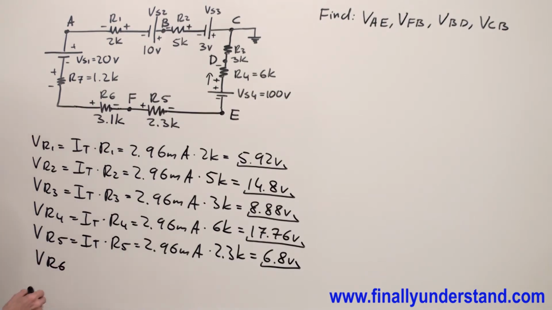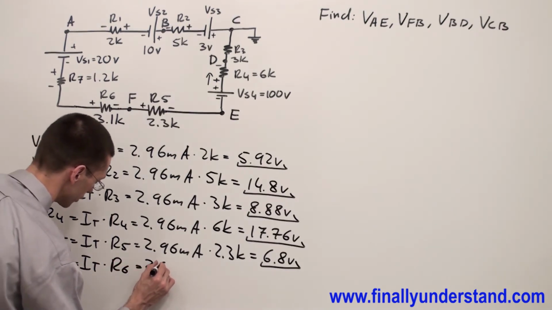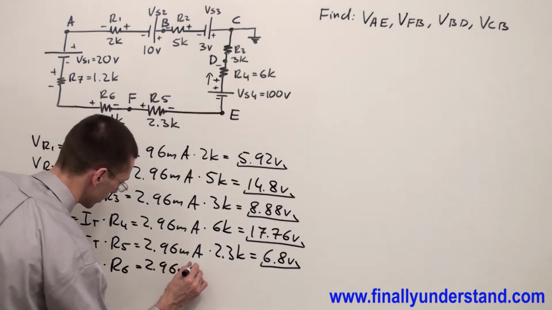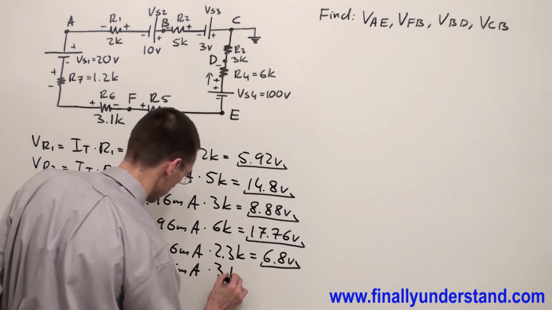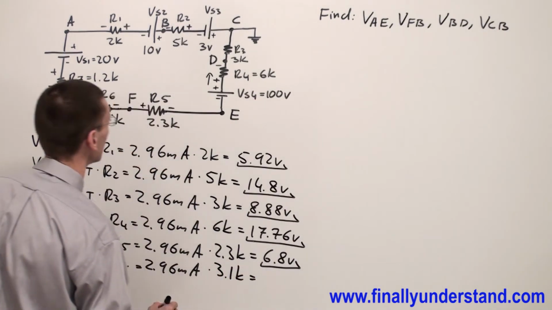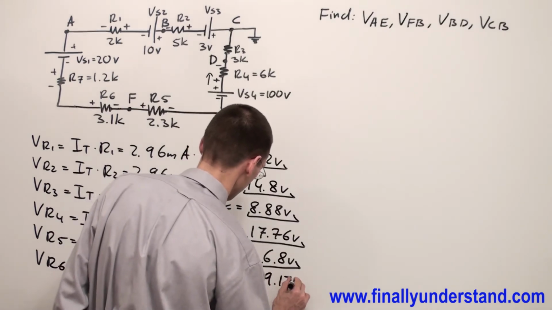VR6 is equal to I total times R6, which is equal to 2.96 milliamps times R6, which is equal to 3.1 kilo. This is equal to 9.17 volts.